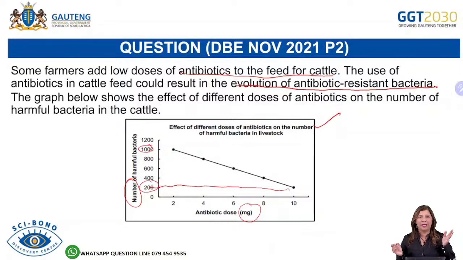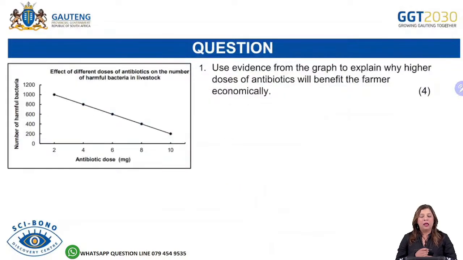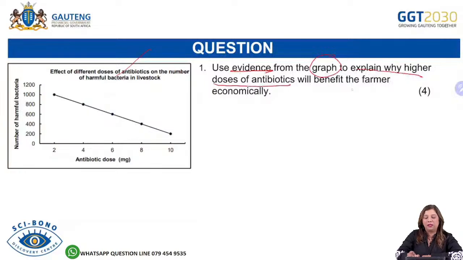Let's see if we know more or less now what we're going to do. Use the evidence. Now, Grade 12s, it's important that we pay attention to the question. We must give the question what the question is asking. If the question is asking for apples, we can't give bananas. Okay? We must give what the question is asking. So let's see. Use the evidence from the graph. So whatever answer I'm going to give, it must come from the graph. It must come from here. Okay? To explain why higher doses of antibiotics will benefit the farmer economically.